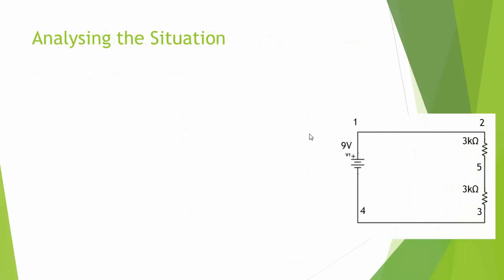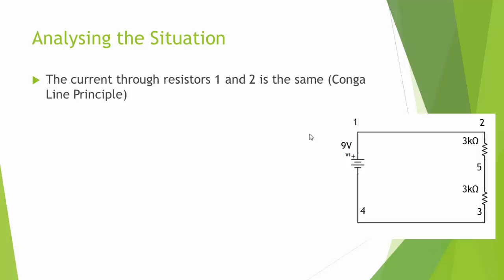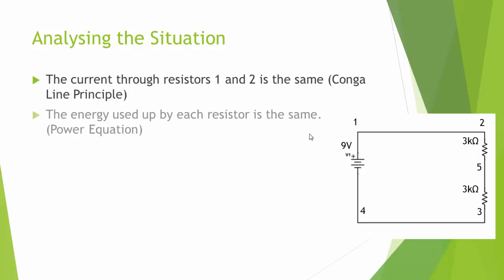Well, it might not surprise us to learn that it's halfway. So can we prove this to ourselves easily? Well, we could do a measurement, but we can also do a bit of a thought experiment. We know because it's a series circuit, the current's the same through both of our equal resistors. Now, the power used up by the resistor, P equals IV, because the current is the same, the power is the same.